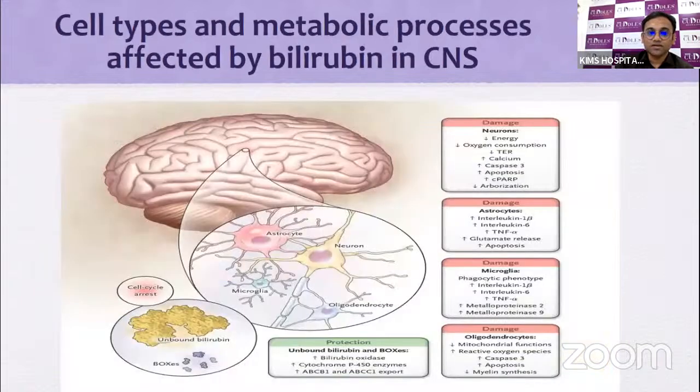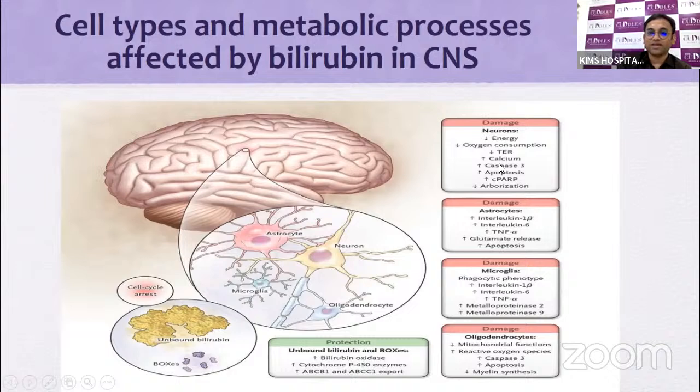So normally, whenever the bilirubin gets deposited in different parts of the brain, the usual protection factor is ABCC-B1. ABCC leads to the export of the bilirubin from the intracellular space to the extracellular space. And we have the cytochrome P450 and the bilirubin oxidase, which can lead to the production of BOXes, that is, the bilirubin oxidation products. However, when this production is not sufficient to cater to the high level of bilirubin, it can lead to damage. So in the neurons, the damage can happen because of decreased energy, decreased oxidative consumption, that leads to the affecting of the transporters.